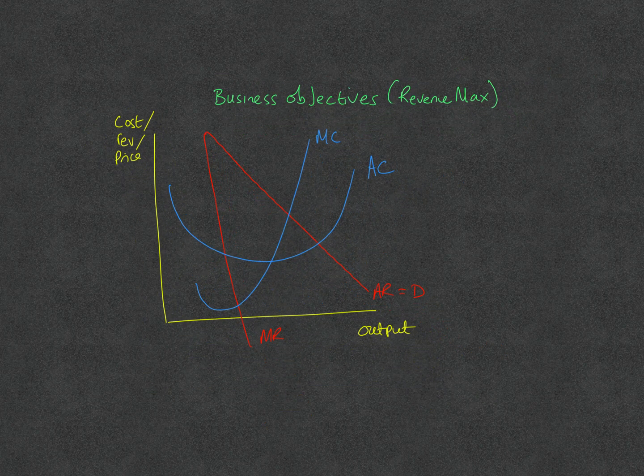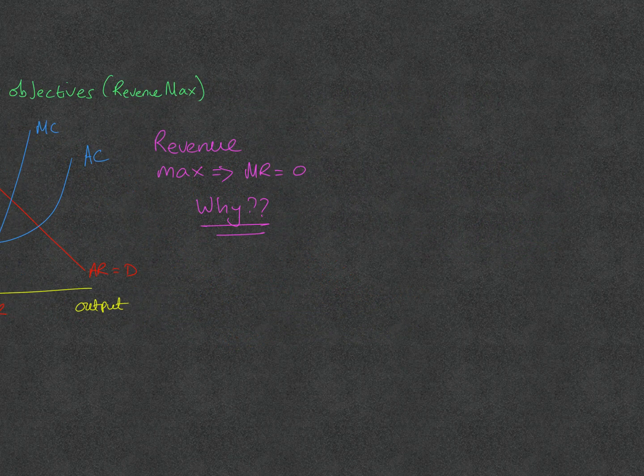Now, once we have this, we have to identify the production point for revenue maximization, which in this case is where MR is equal to 0. So this is the revenue maximization production point, which we're going to have to use in order to identify an equilibrium in the diagram. So we've got to think about why this is. Why is it when MR equals 0, we are maximizing revenue?